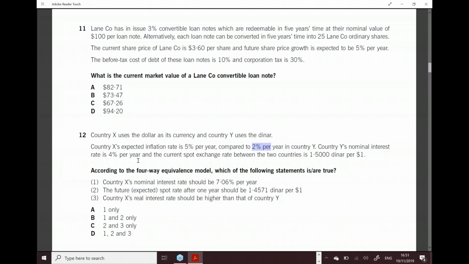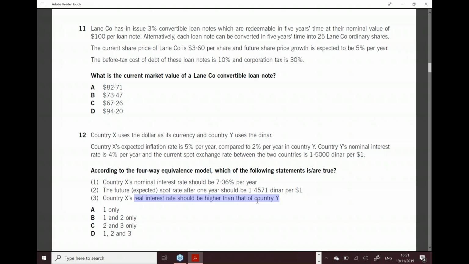So there are many ways you can do this. Through this, your correct answer should be answer B, because if you work out the calculations, you will see only 1 and 2 hold. Country X's real rate of return cannot be higher than country Y's if the four-way equivalency holds, because then all the countries should have the same real rates of return. If the real rates of return are the same, there is no incentive for money to move up and down. So it's 1 and 2, answer B.